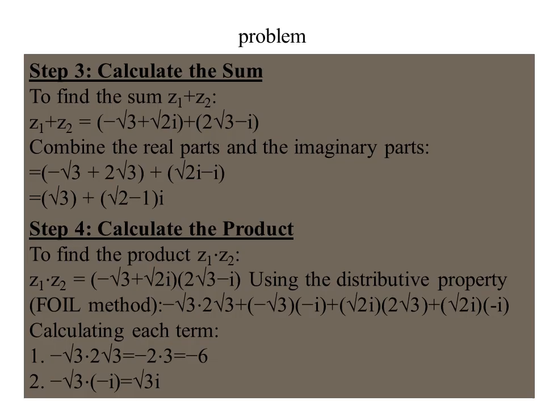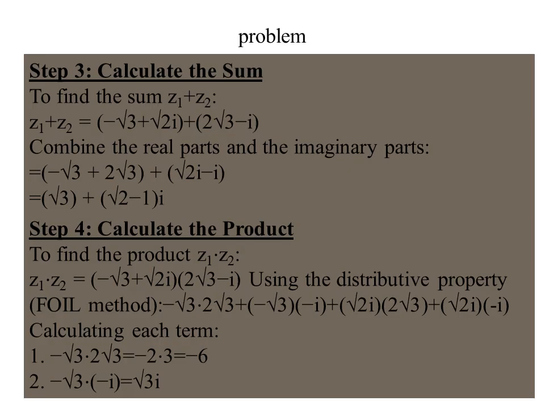Here we find the product of z1 and z2. z1 × z2 = (−√3 + √2 i)(2√3 − i). Here we use the distributive property, using the FOIL method: −√3 × 2√3, plus −√3 × −i, plus √2 i × 2√3, plus √2 i × −i.